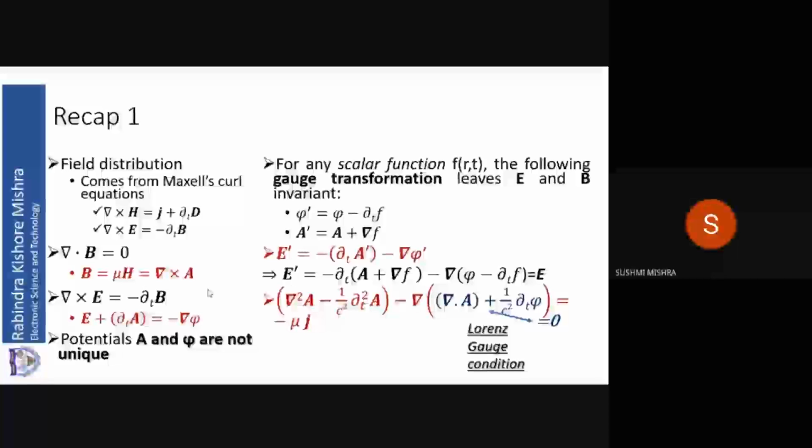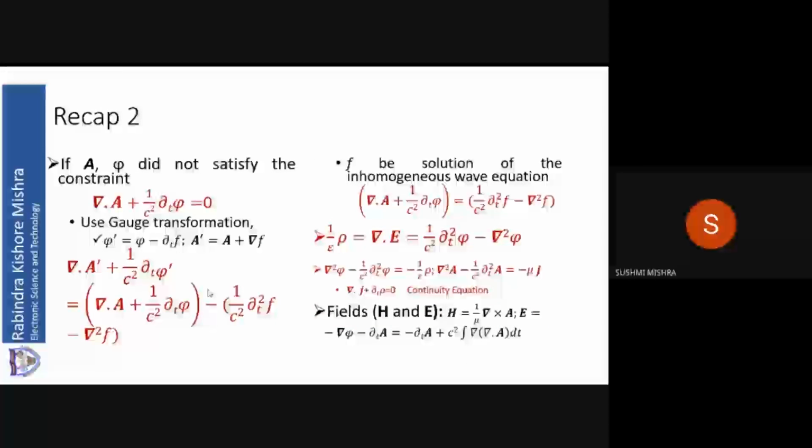If that becomes 0, then this condition becomes satisfied. So with that, we proceeded further to find out what is to be done if A and phi did not satisfy the Lorentz-Gauss condition. We said that if that is not satisfied, then we will use the Gauge transformation so that this condition will be satisfied, because we have already seen that under Gauge transformation, the fields are invariant.